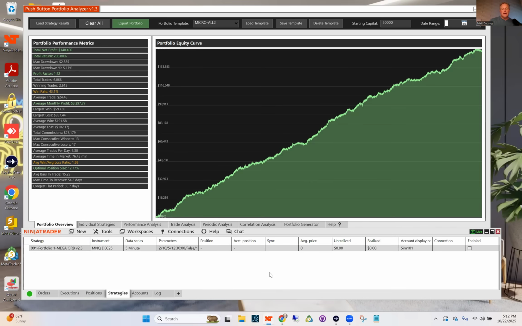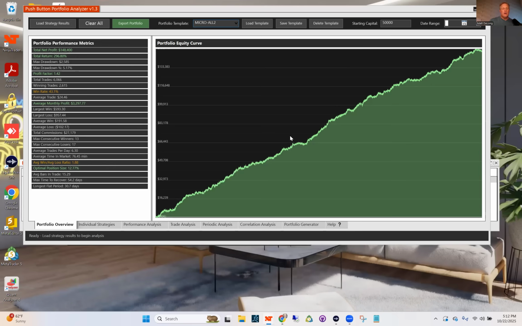So what you'll notice here is, if I was to get rid of this window, we have some analytics here on the left, right? And this is showing us, if you guys can see this, our largest win, our largest loss, our total commissions, our consecutive wins, all the things, right? And this is showing that we have a net profit of, in this case, 148,400, okay?